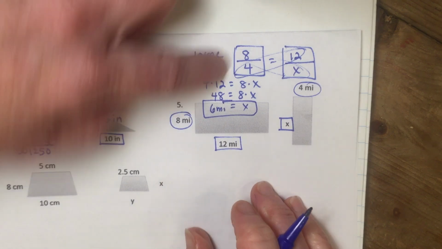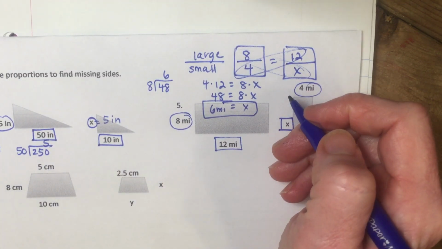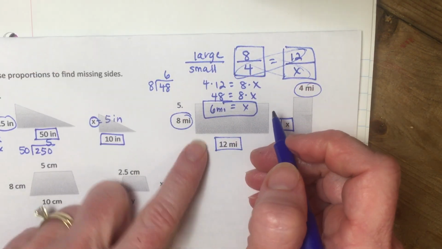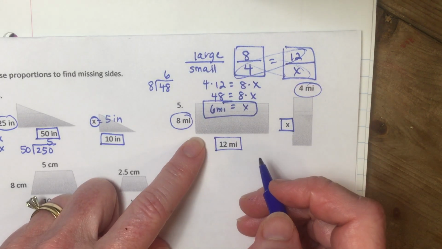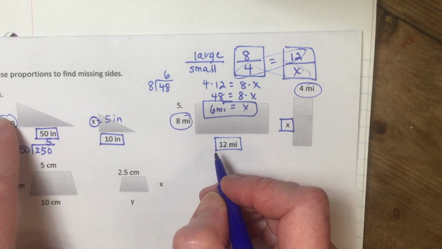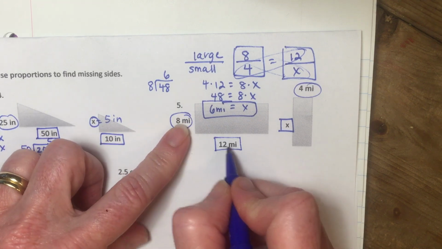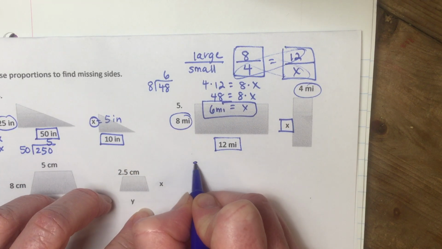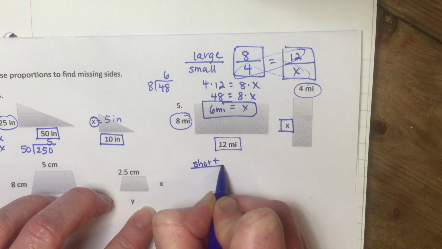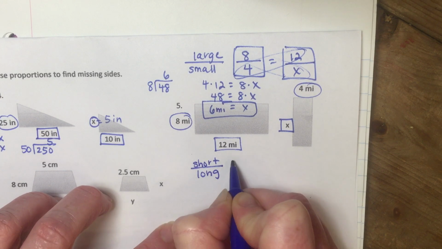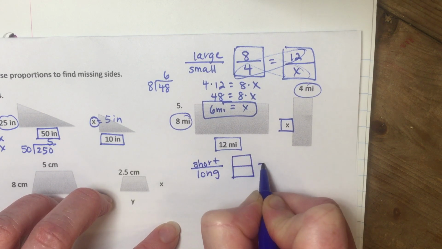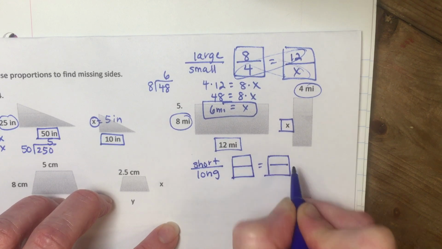Okay. And just to show you that there's more than one way to set up a proportion, I'm going to redo this problem, but this time instead of doing large to small, I'm going to do kind of like what I did in this first problem, where I take the short side and compare it to the long side. And I just want you to see how there's more than one way to do this problem.